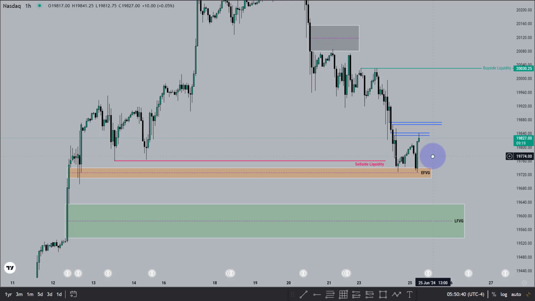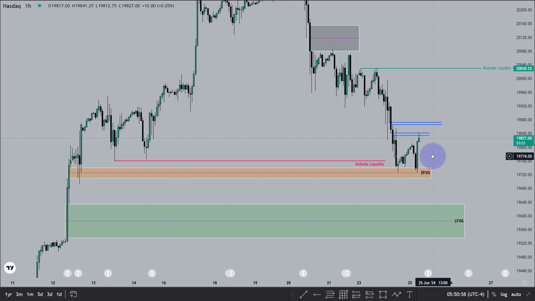London session has two types of intention. I keep telling this, so I'm going to tell this again one more time. Either London makes the liquidity or it takes the liquidity. 95% of the time the market actually makes the liquidity around the London session.